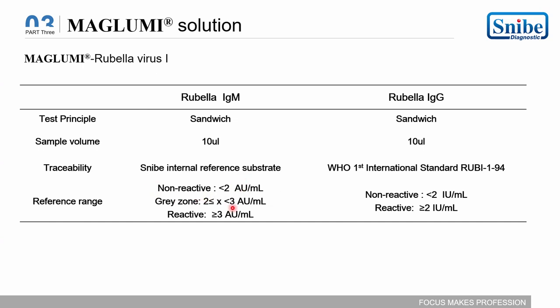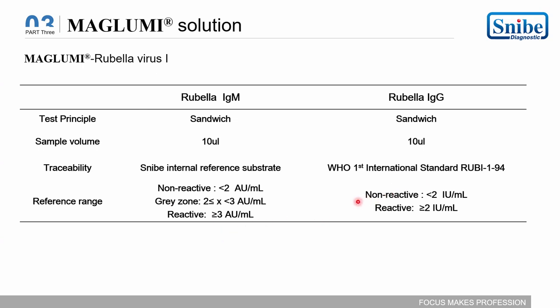That's the non-reactive, gray zone, then the reactive. Less than 2 is considered as non-reactive. Greater than 3 is considered as reactive. The gray zone between 2 to 3 AU per ml is considered as a gray zone.